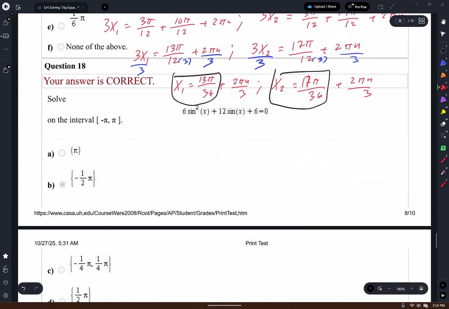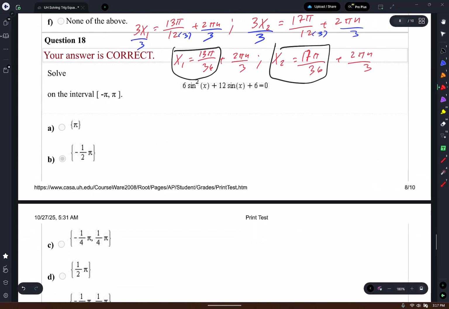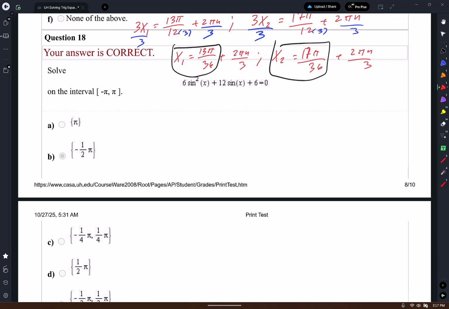Okay. Do you guys want to skip 18? I think that one's straightforward. I'll just give you a hint. Factor out a 6. And then you'll get this. Sine squared x plus 2 sine x plus 1. And then that you can factor out. Don't worry, I'll just write the factored form out.